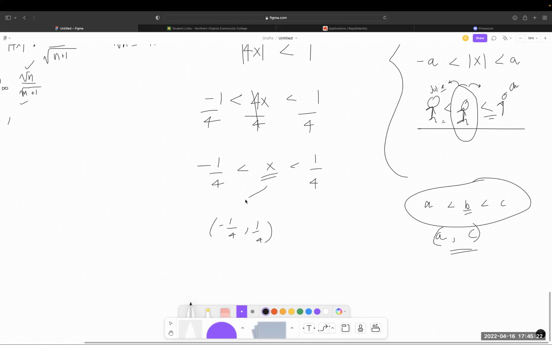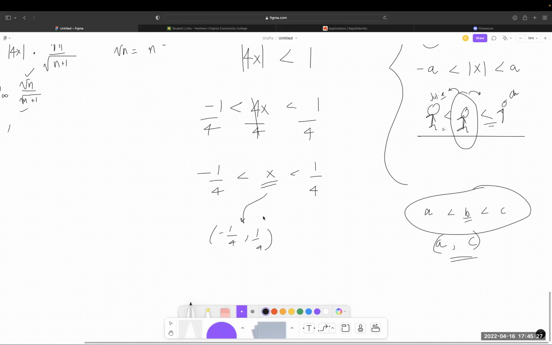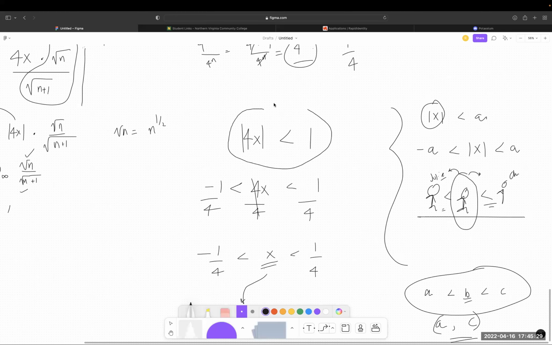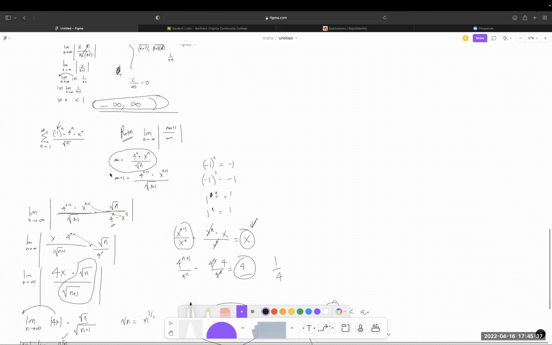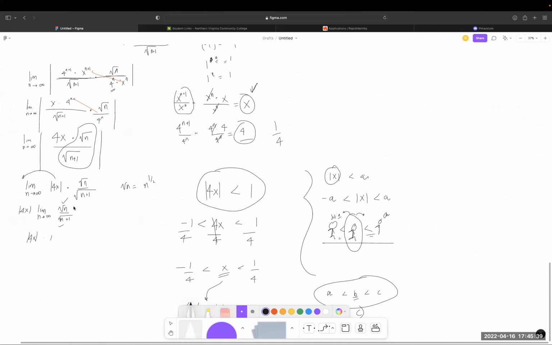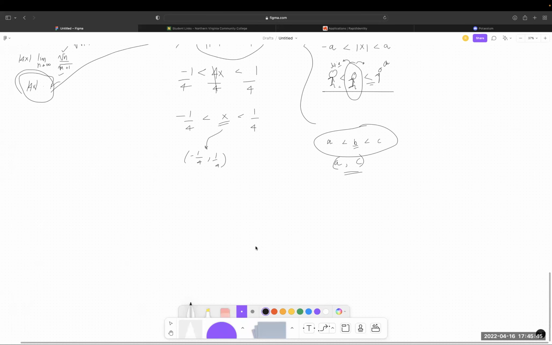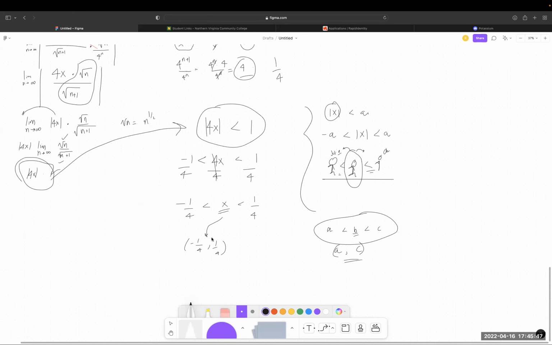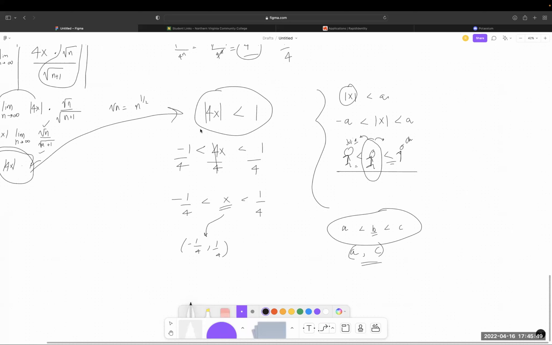You can choose any x value between negative 1/4 and 1/4, and this would be satisfied. You would converge, because we're looking at the ratio test. The ratio test says to take a of n plus 1 over a of n, and whatever you get, if that's less than 1, then you're fine. You converge. So we're finding that radius of convergence by using this absolute value business.